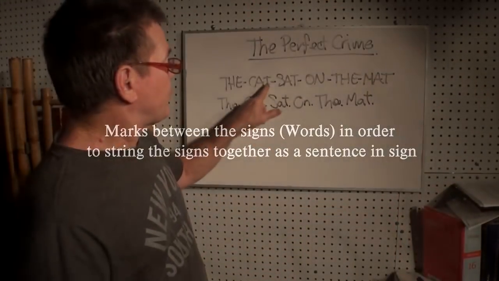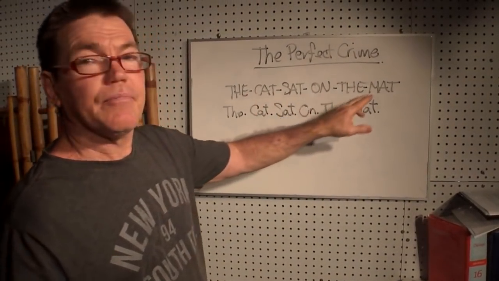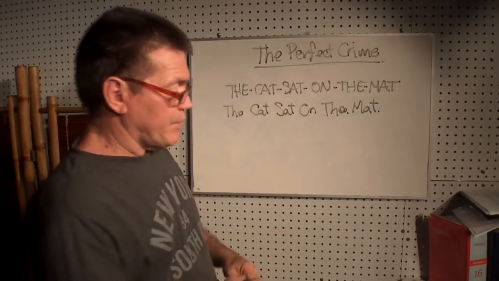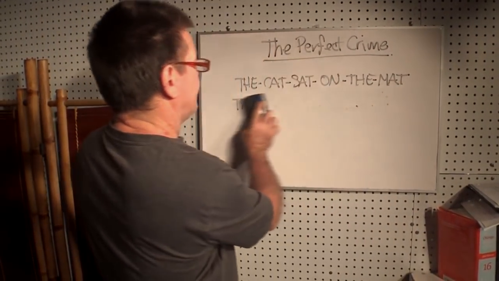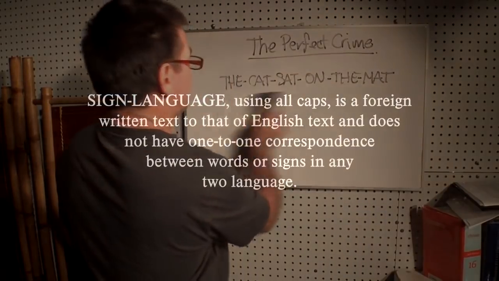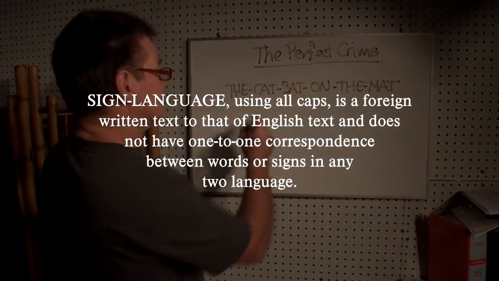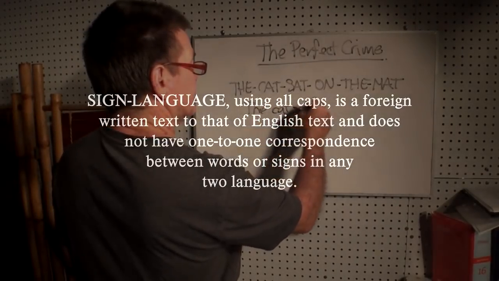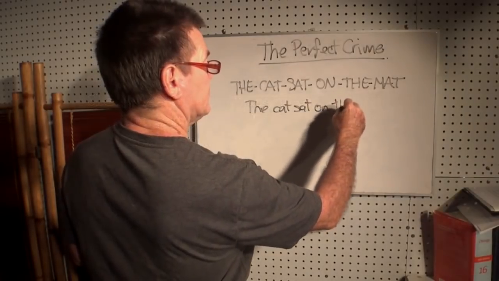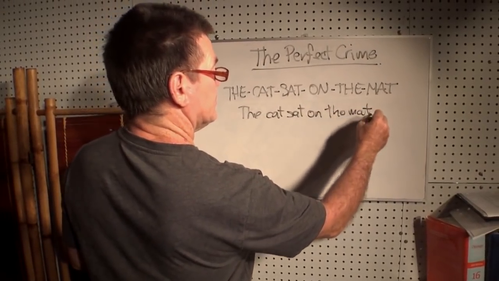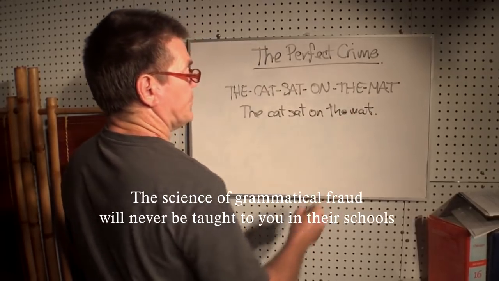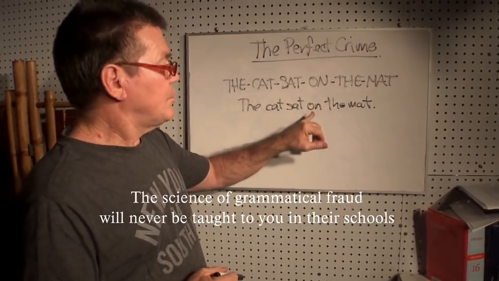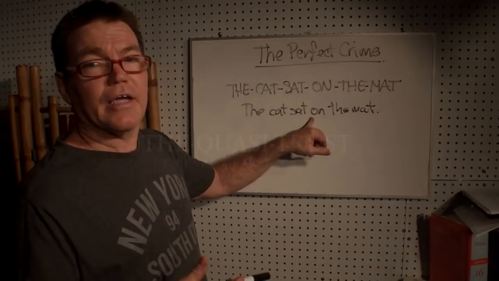So when you know the truth, when you write "the cat sat on the mat" and you put the hyphens in between, well, it actually reads the whole lot. It strings it together into a sentence. So when you know the truth, you can detect a lie.